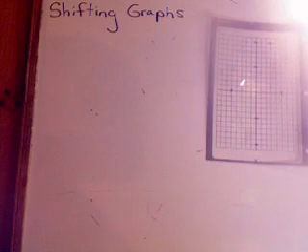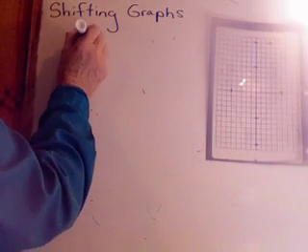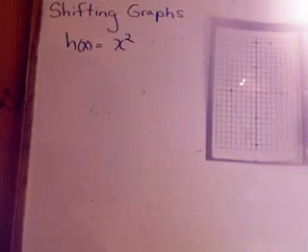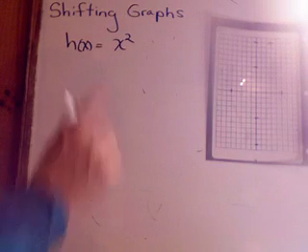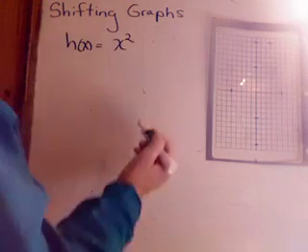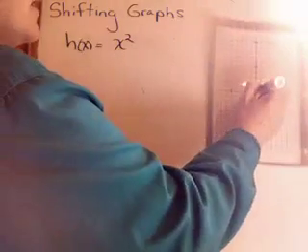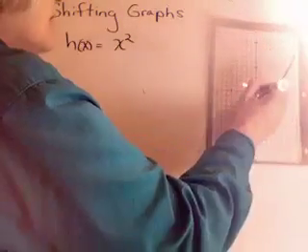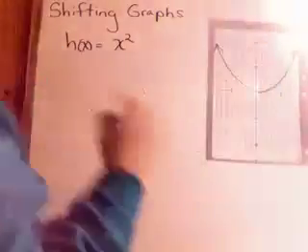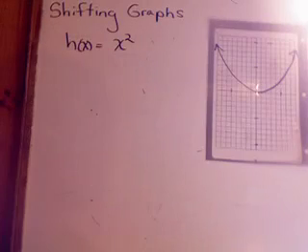Okay, so today I want to talk about shifting graphs. If you have some function h of x equals x squared, what does that function look like? You should recognize this curve as a parabola, and if you graphed it, you would get a parabola that looks something like this, correct? And we talked about this as a parabola that holds water because there is a positive in front of it.